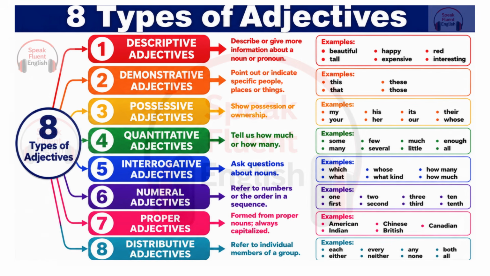Now, proper adjectives. Proper adjectives are formed from proper nouns and always begin with a capital letter. For example, American, Chinese, Indian, British, and Canadian. Now, let's practice some simple sentences together. American. He is American. I like American food.